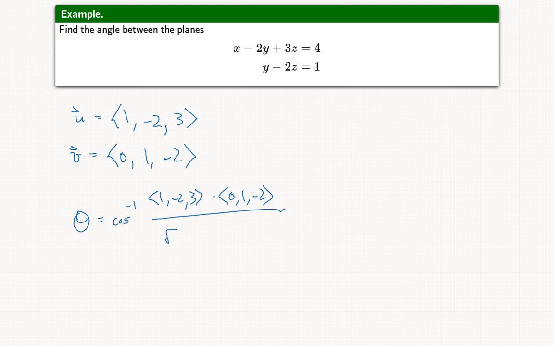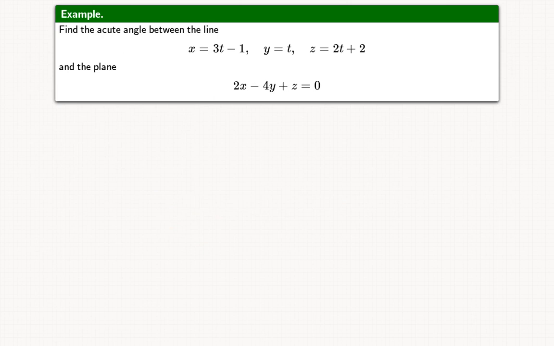over, that's root 14 times root 5. So cos inverse of -8 over root 70. And since we want an acute angle, we'll just take cos inverse of 8 over root 70 instead of -8 over root 70.